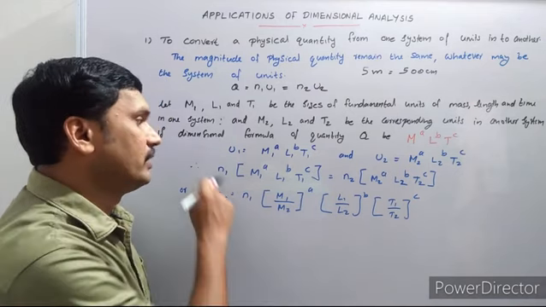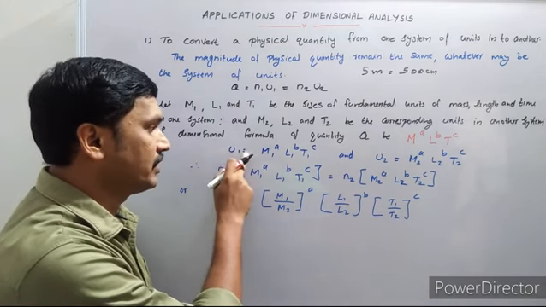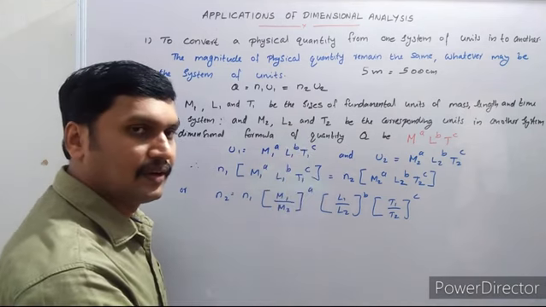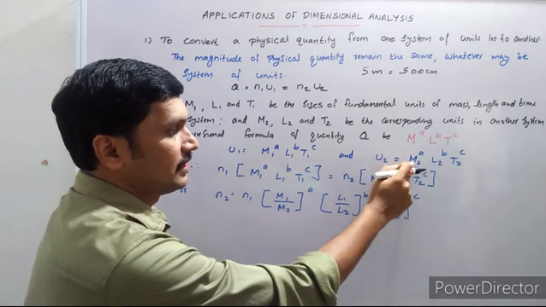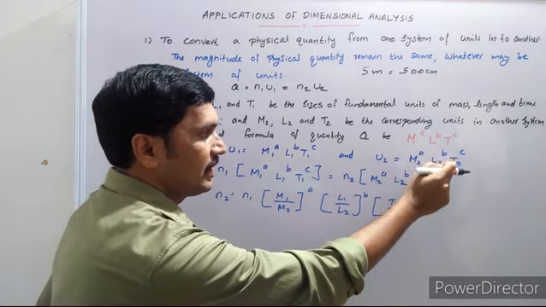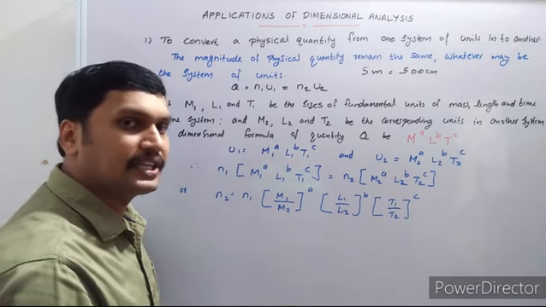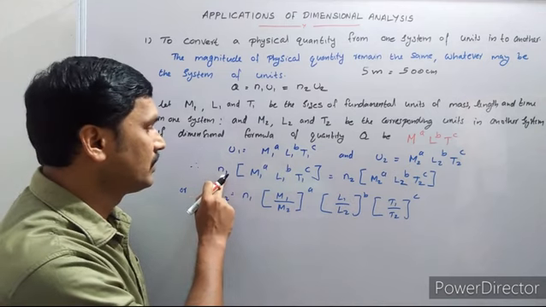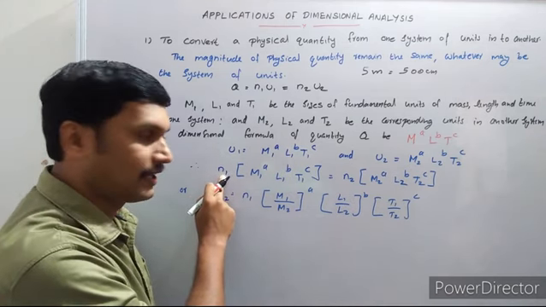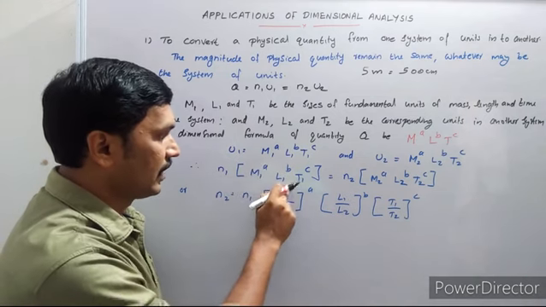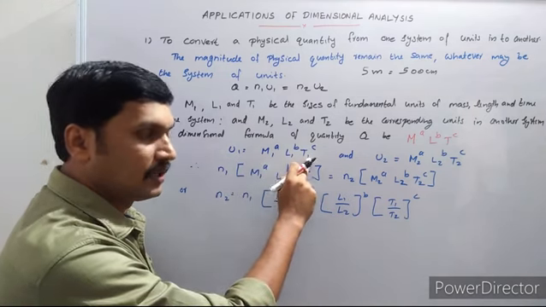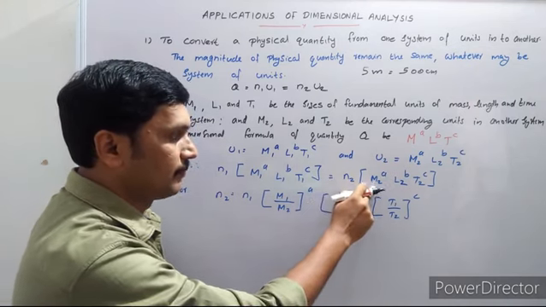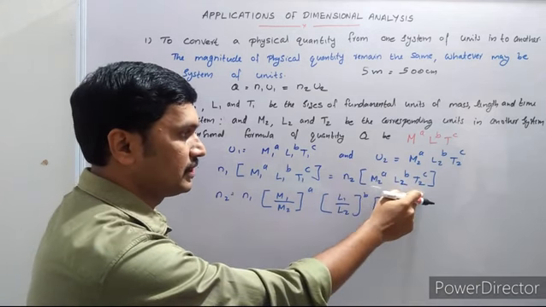So we can write the unit in the first system, U1, is equal to M1 raised to A, L1 raised to B, T1 raised to C. And the unit in the second system can be written as M2 raised to A, L2 raised to B and T2 raised to C. Then the quantity is equal to magnitude into unit. So the quantity is N1 into M1 raised to A, L1 raised to B, T1 raised to C. And in the second system, if N2 is the number, we write N2 into M2 raised to A, L2 raised to B, T2 raised to C.